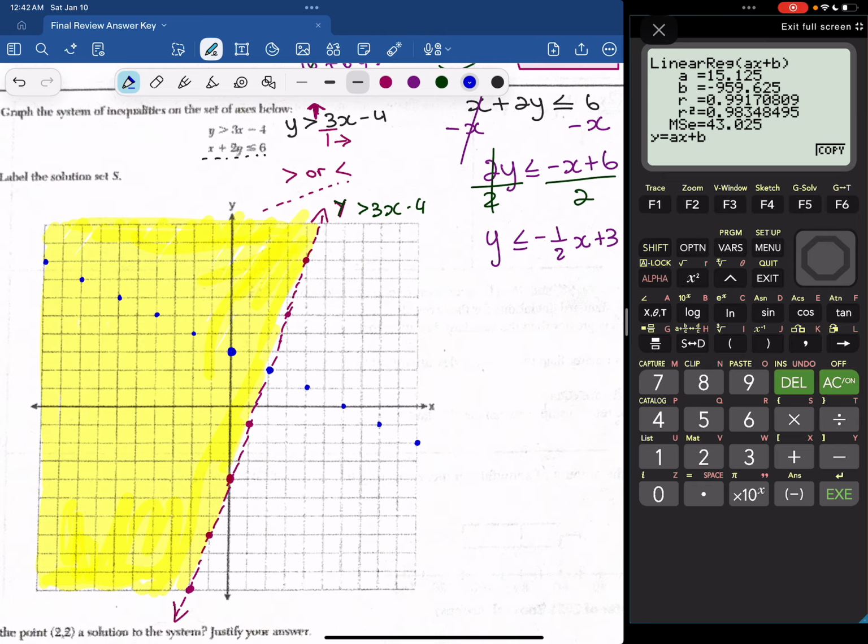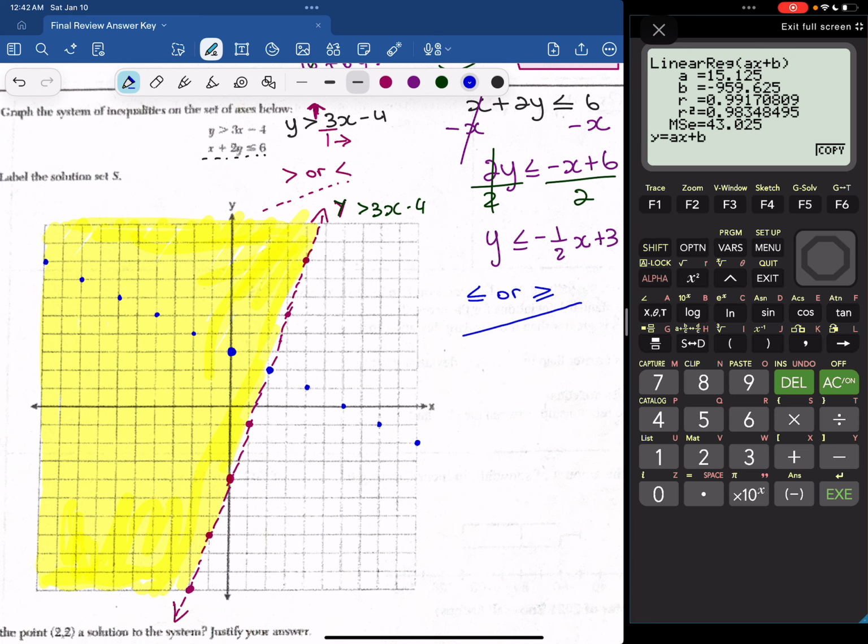Now we need to decide, are we going to have a dashed line or a solid line? So we're going to look at the inequality sign. Here, it's less than or equal to. Whenever it's less than or equal to or greater than or equal to, because it's equal to, we're going to have a solid line. So I should also write that down. Less than or equal to or greater than or equal to is going to be a solid line.